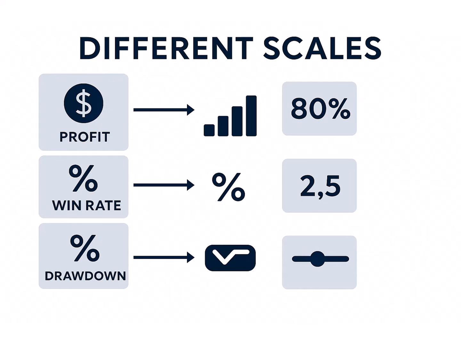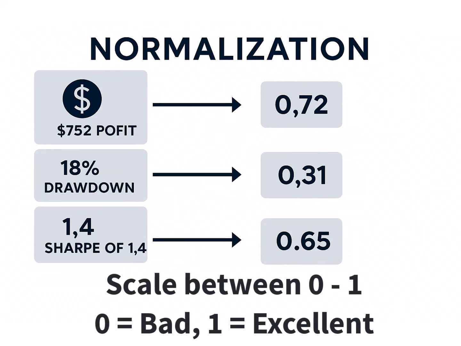And this is why the TOPSIS method uses something called normalization. Normalization is the process where all these different numbers are rescaled so that everything fits on the same scale. In most cases that scale is between 0 and 1, where 0 means very bad and 1 means excellent, and everything else is somewhere in between. So instead of comparing raw numbers like $702 profit and 18% drawdown, we convert them into comparable scores like 0.72 and 0.31. And now they all live on the same scale, and we can compare them fairly.